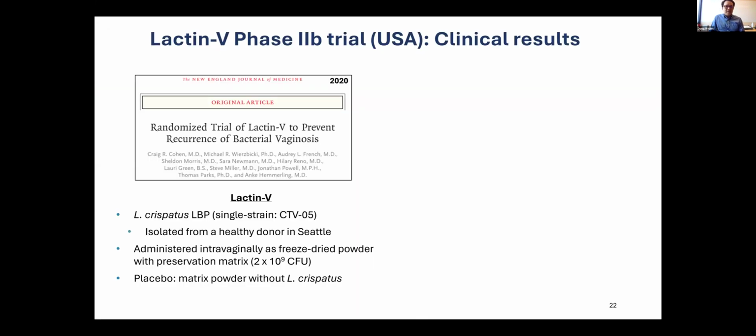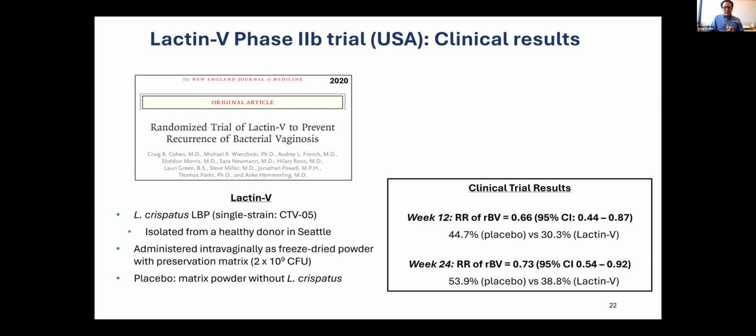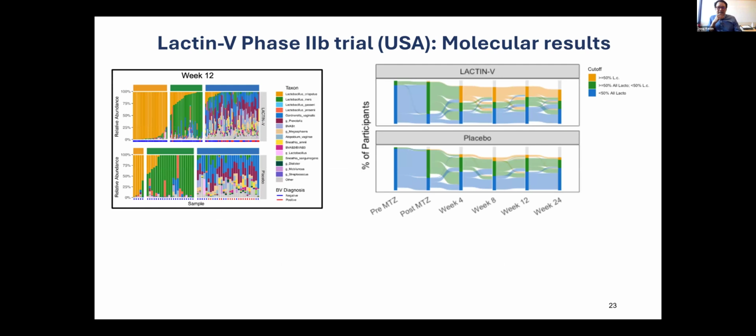As Anke mentioned, this was the 2B trial that was published in the New England Journal in 2020. Here the endpoints were mostly clinical, based on clinical measures of recurrent BV. So we used 16S sequencing to look at a taxonomic level at what the results were. What we saw was that overall there was definitely much more Lactobacillus crispatus, which is here in orange, in women who had Lactin-V, here on the top, versus those in the placebo group.